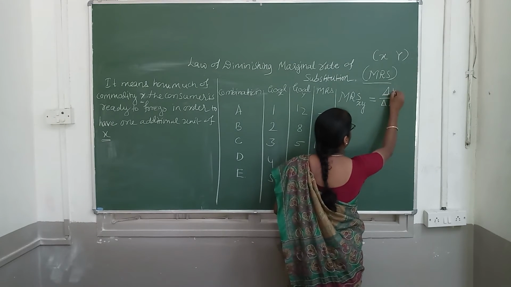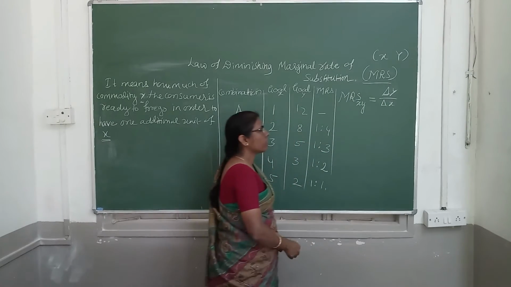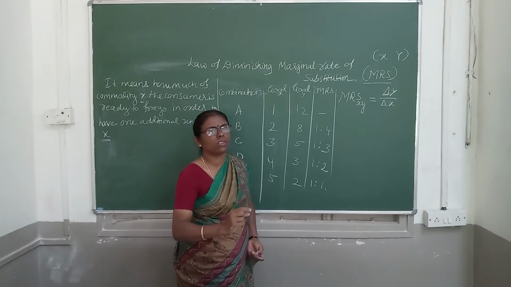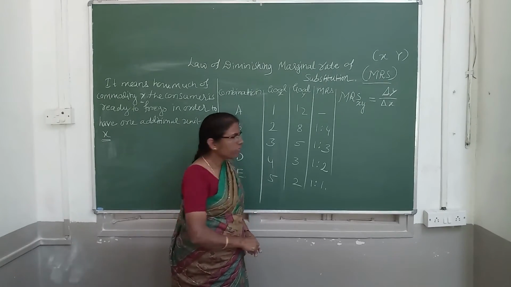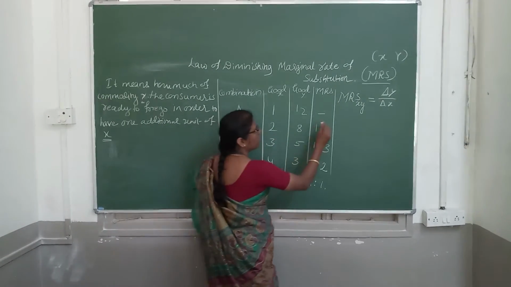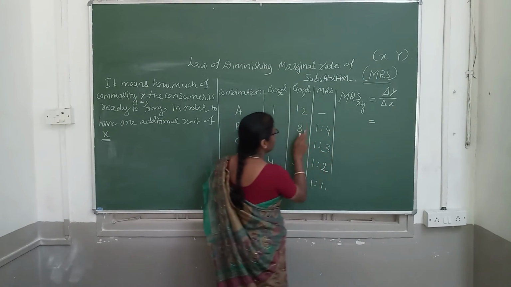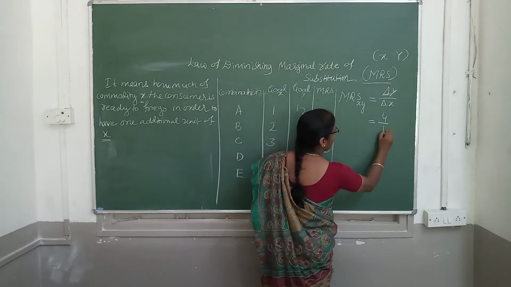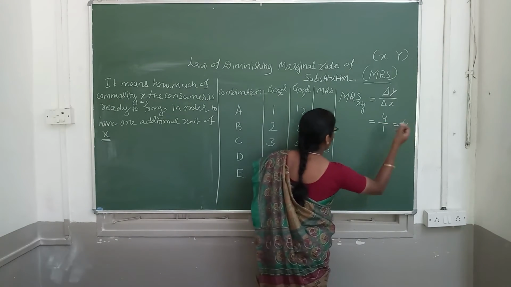Delta y divided by delta x. So what does delta represent here? Delta represents change. So in our example, see here the change of y. 12 to 8 means 4 divided by 1. The answer is equal to 4.